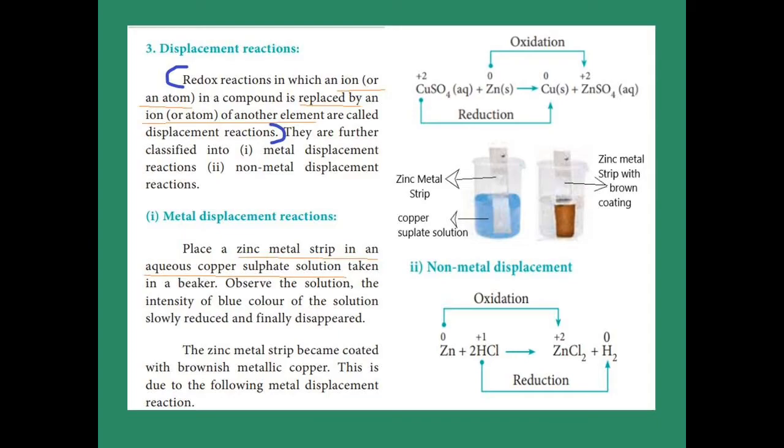Now see the product side, we get copper metal and then zinc sulfate. Here copper is metal, so 0, and in zinc sulfate, sulfate is -2, so zinc possesses +2. Now see that copper goes from +2 to 0, which means the number decreases, so it undergoes a reduction process. And Zn goes from 0 to +2, the oxidation number increases, so it undergoes an oxidation process.